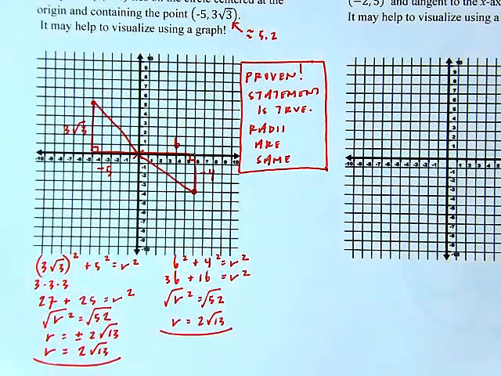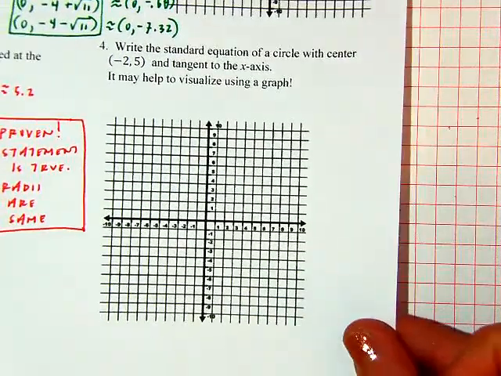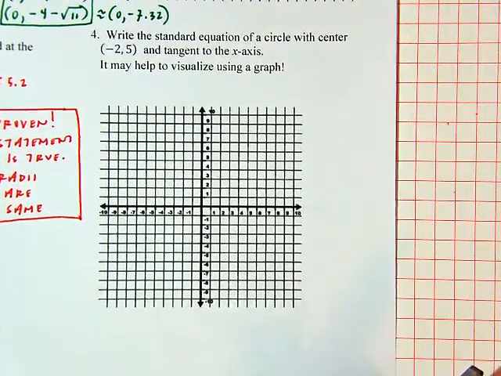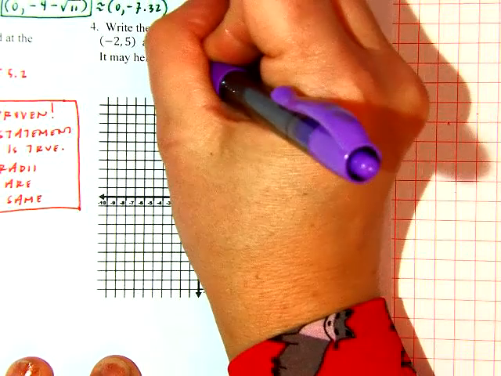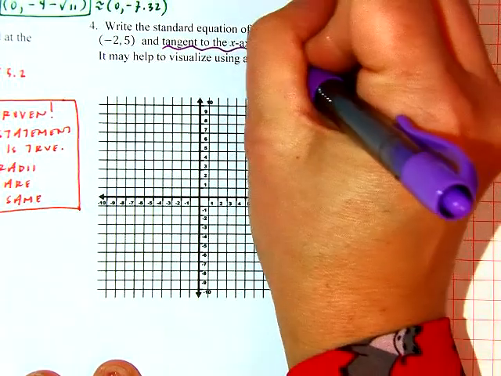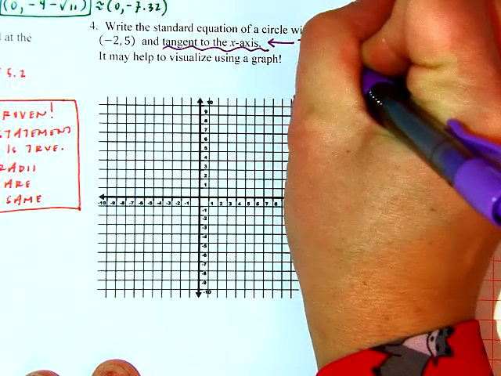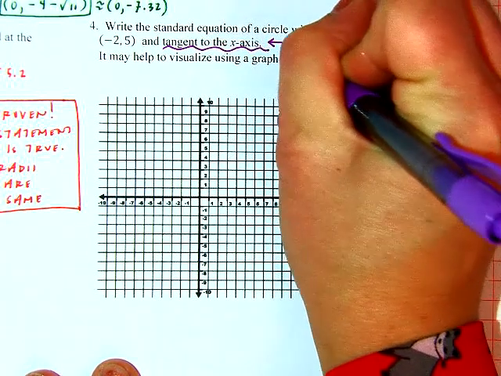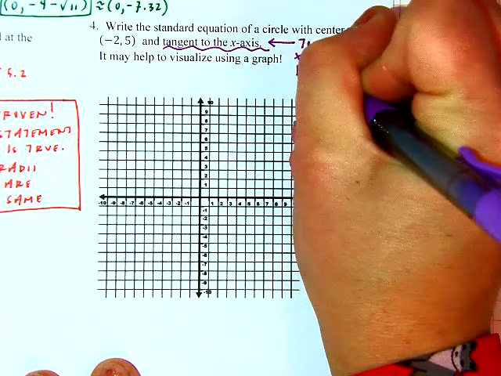Okay, so let's look at that next problem right here. All right, write the standard equation of a circle with a center of -2, 5, and tangent to the x-axis. All right, that feels important. Tangent to the x-axis means it touches the x-axis right in that one spot. So touches the x-axis in one spot, one location.